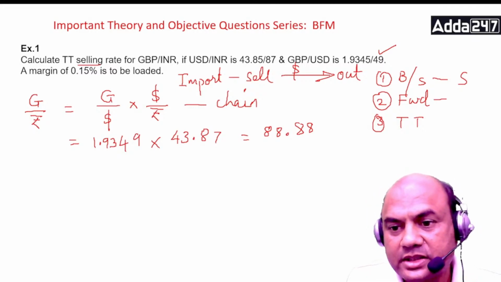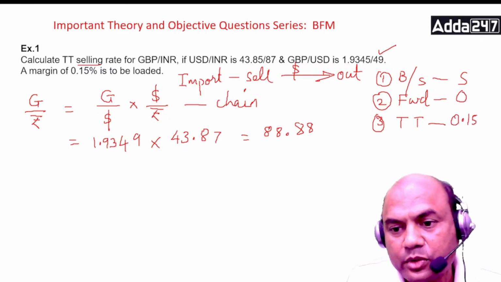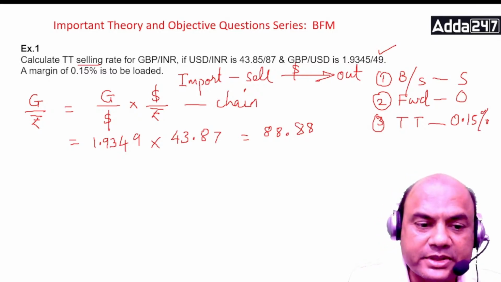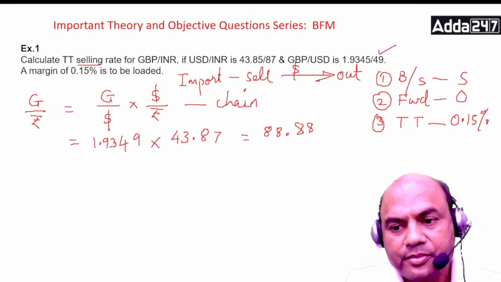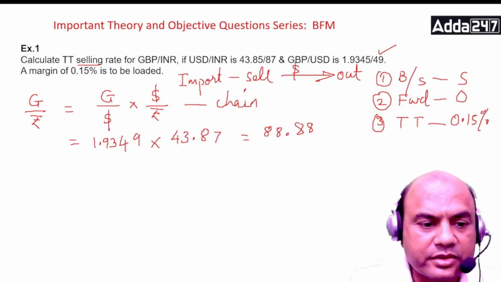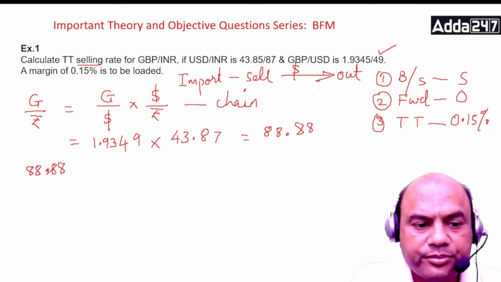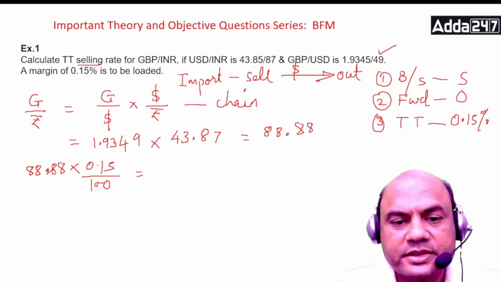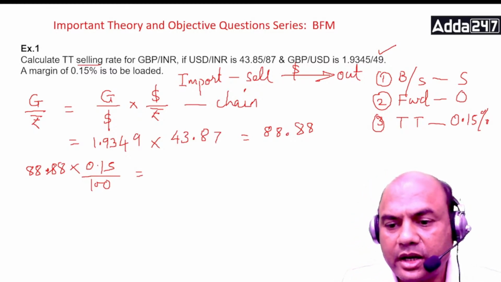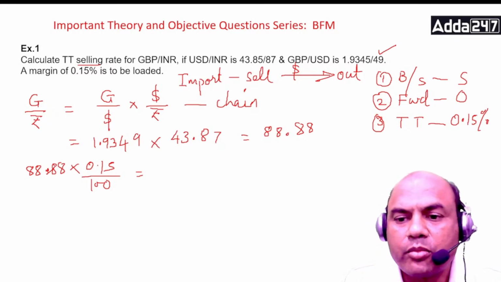So forward margins are 0. TT margin, yes, that is given 0.15%. So this I'll have to use now. See this TT margin, how will I add this? It is like this: 0.15% into this 88.88, into 0.15 the whole upon 100. So you'll get the answer. 88.88 into 0.0015, so it is 0.127.